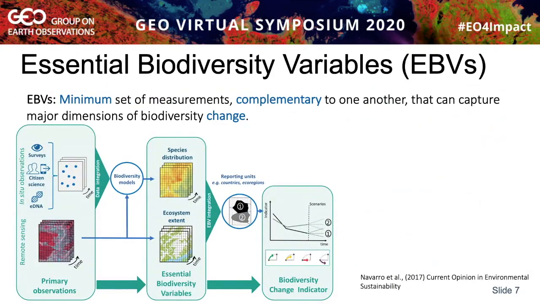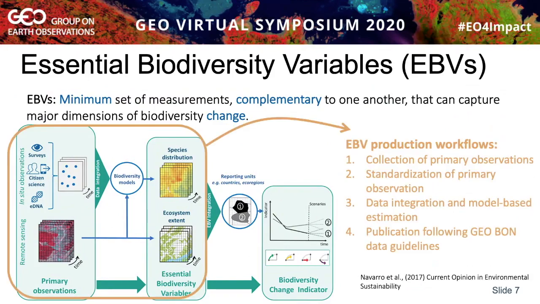Another way to look at those EBVs is to see them as the level of integration between primary observations, for instance, remote sensing or in situ observations, and higher level indicators of biodiversity change. And the blueprint of the development of EBVs is what I'll refer to as the EBV workflows, and is generally organized around several steps: the collection of primary observations, the standardization of primary observations, then the integration of data and model-based estimation, and finally the publication of datasets following the GEO BON data guidelines.